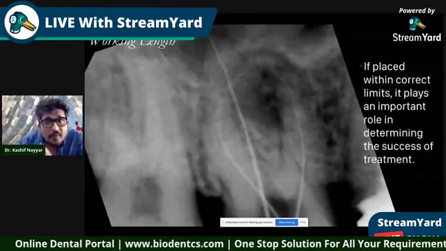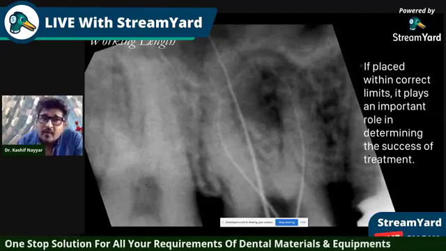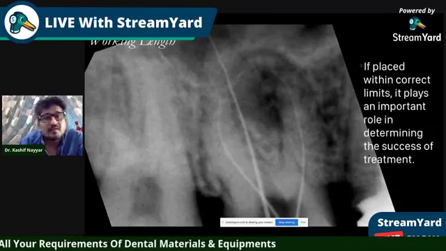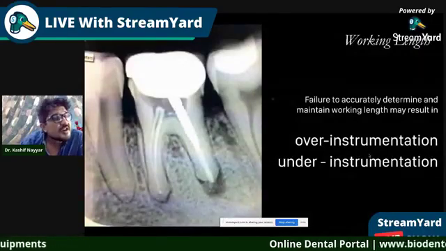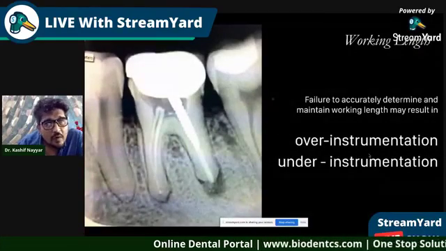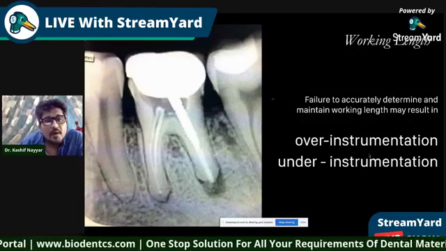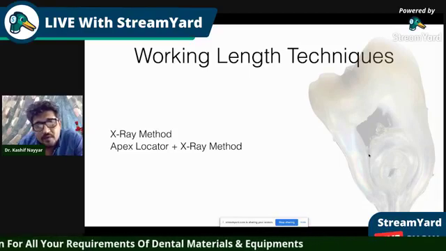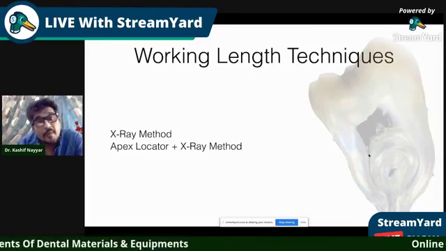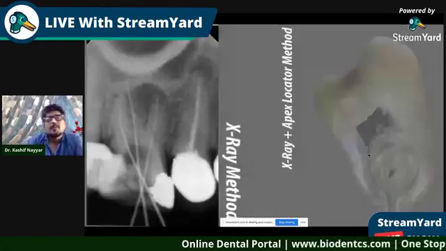So if you place within the correct limits, it has the potential for determining the successful treatment. If you don't, there is a chance of over-instrumentation or under-instrumentation. In both of the scenarios, there is failure. So what is the best method for working length? Is it X-ray, or is it the apex locator and the X-ray method? Let me give you the example.